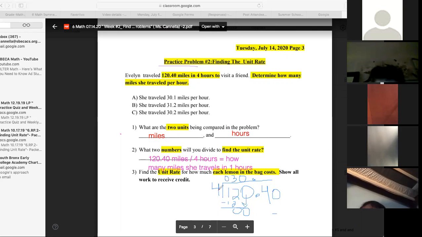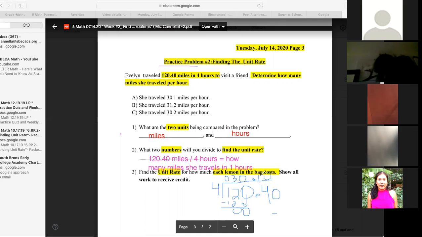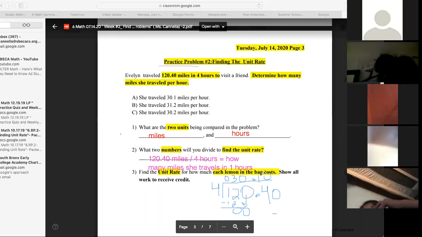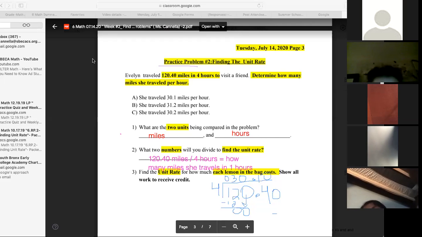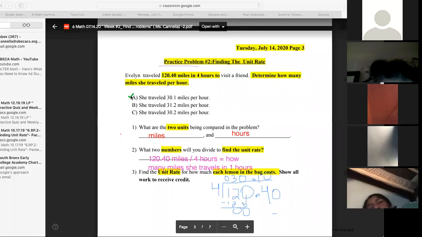Now, this is pretty simple. How many times does 4 go into 40? That's easy. 4 times what is 40? 10. So 30.1 or 30.10. 30.1 is the same as 30.10. So she can travel. Which answer, kiddo? A. Please check off A.